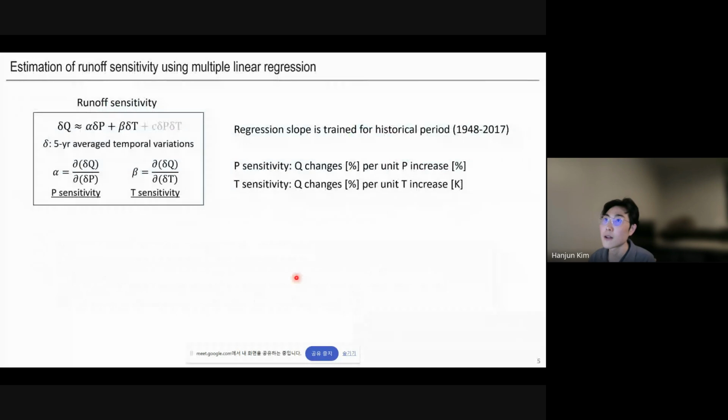So we estimate the runoff sensitivity using multiple linear regression. Here, delta is the 5-year average temporal variation for the historical time period, both in models and observation. So here, runoff variation is a function of precipitation and temperature variation, and alpha and beta are regression slopes, which indicate the sensitivities. So alpha is precipitation sensitivity, which indicates the runoff changes per unit precipitation increase, and beta, temperature sensitivity, is runoff changes per unit temperature increase.